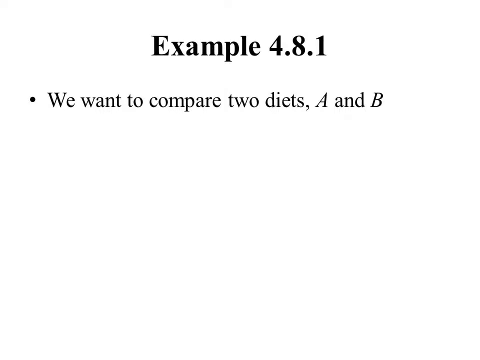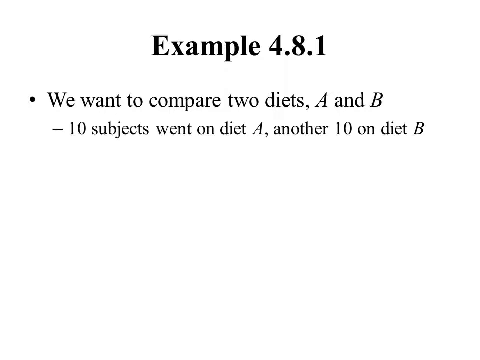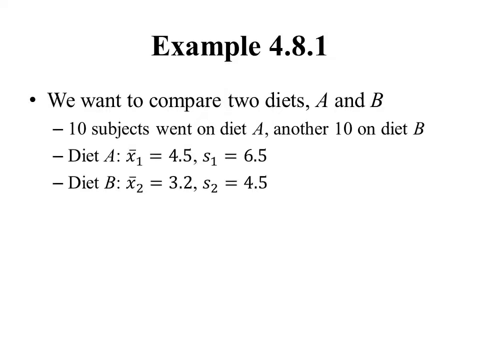Now, to illustrate the need to estimate the difference between two population means, consider this scenario. We want to compare two diets, A and B. Suppose we put 10 subjects on diet A and another 10 subjects on diet B, and we recorded their weight loss at the end of the trial. Suppose that on diet A, the mean weight loss was 4.5 pounds with a standard deviation of 6.5, and on diet B, the mean weight loss was 3.2 pounds with a standard deviation of 4.5 pounds.